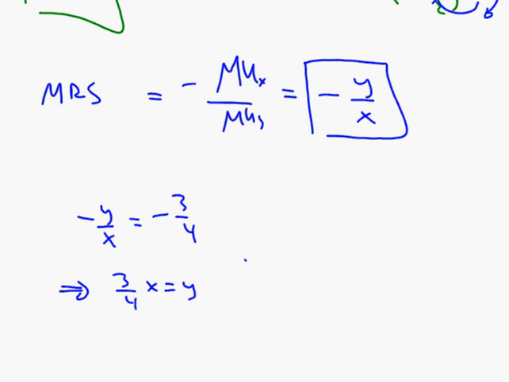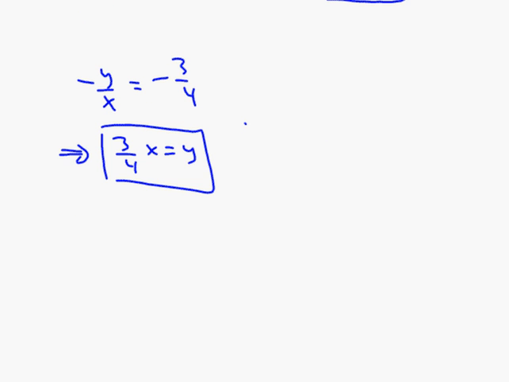Well, now I can figure out the optimal bundle. If this holds true, I will find a point where I'm on the budget constraint, and that point on the budget constraint has the tangent line to the utility curve parallel to the slope of the budget constraint there. It's a lot to say, but whatever.